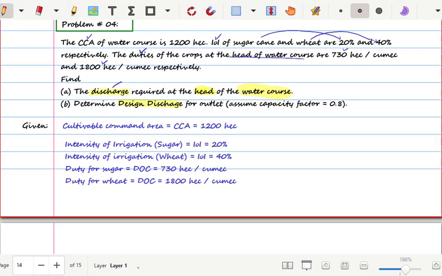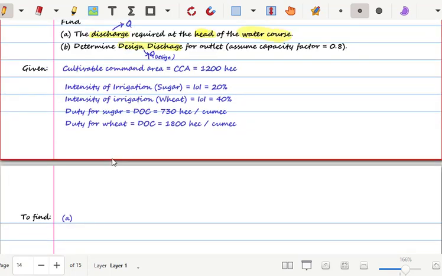The first thing we need to find is Q discharge, right? But where? We need to find it at the head of the water course. You can call it Q average or Q. Second thing we need to find is Q design. These two are very different things. This is a discharge at the head, and this is the maximum or peak discharge. So we need to find both.